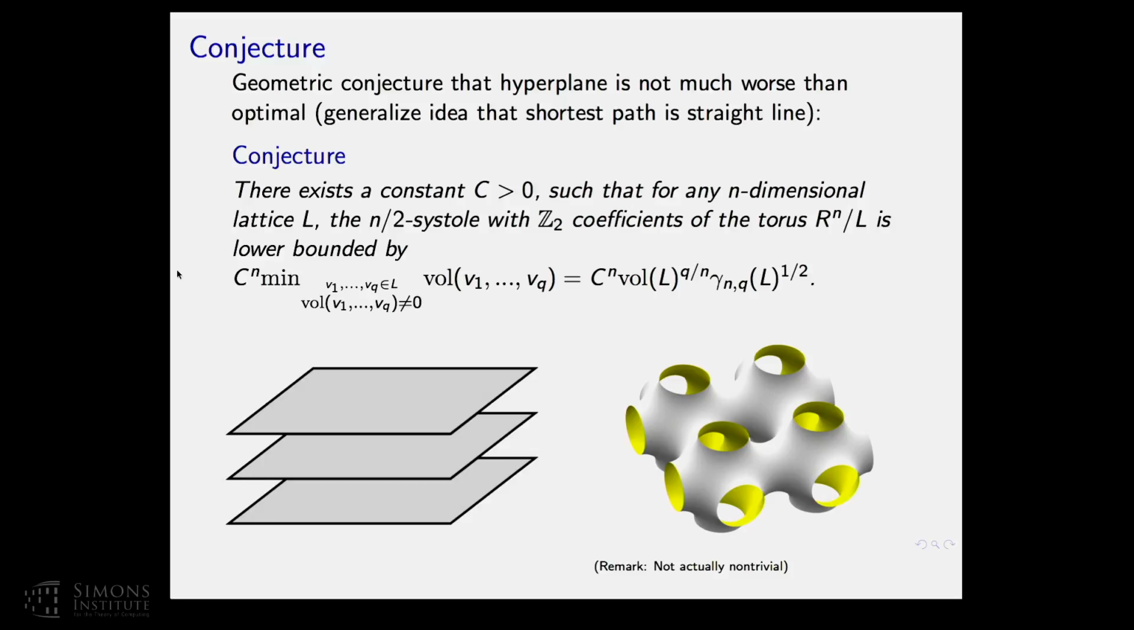So just as we can get our torus by taking the real space and modding out by the lattice, we can take something that lives in this torus and extend it to all of space by translating it by the lattice. So if you had a plane on a 3-dimensional torus, it turns into stacked planes in 3-dimensional space.